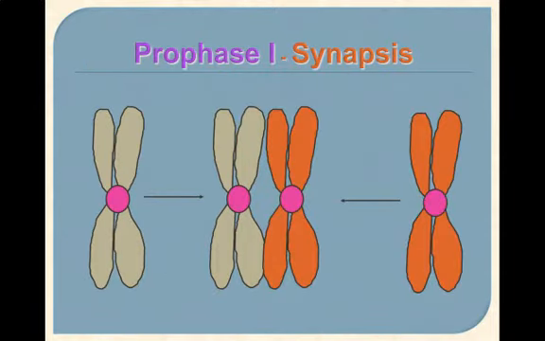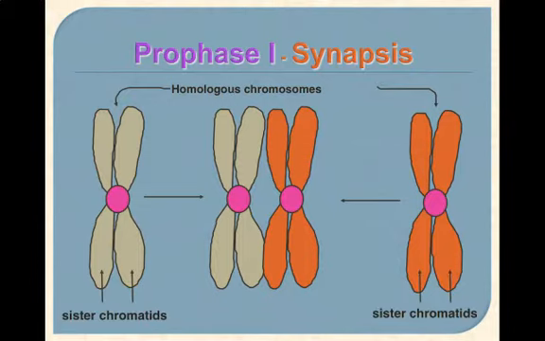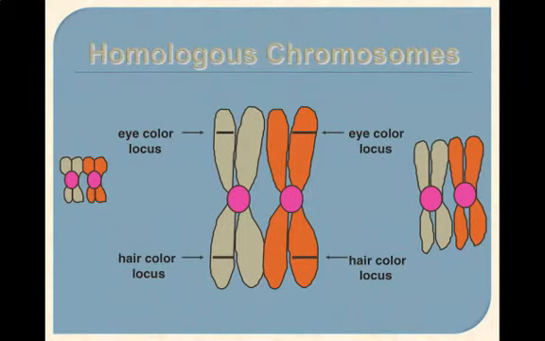So in prophase 1, we have synapsis, which is where the homologous chromosomes will meet up. Homologous chromosomes have the same genetic information. The sister chromatids are 1/2 of the chromosome, and the tetrad is going to be the 4 chromatids. So homologous chromosomes are going to have the same types of genetic information on them. You get one from mom, one from dad, and that's going to determine your eye color, your hair color, height, skin color, all those different things.